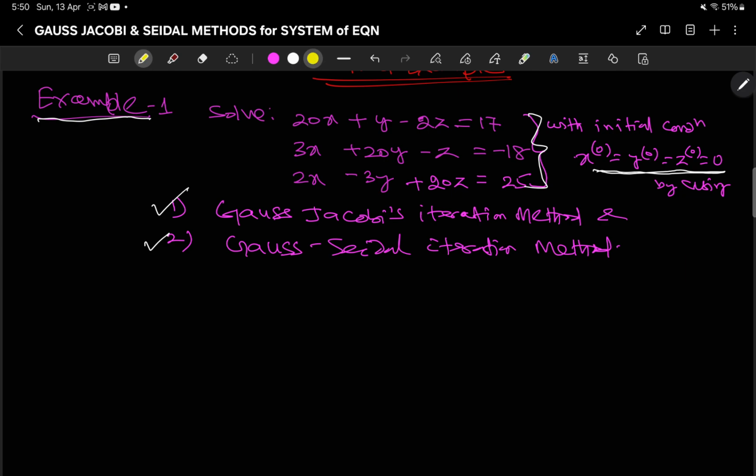Okay, so now we create the formula here, coming to Jacobi's method. You see this 20 is superior to this 1 plus 2, and this 20 also here. The diagonal element should dominate, and it does. Okay, so now the necessary formula here.